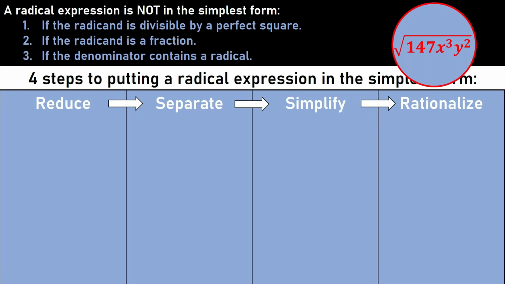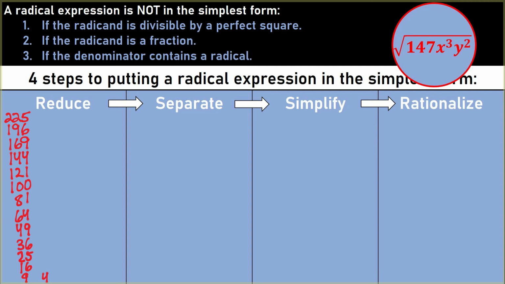All right, in our next example, we have the square root of 147 x to the third y to the second. And when I look at this to see if it is in simplest form or not, there are no fractions. I don't have to worry about the denominator containing a radical. I don't have to worry about the radicand being a fraction. The only reason that we might have to simplify this problem is if there is a perfect square that goes into 147 evenly.